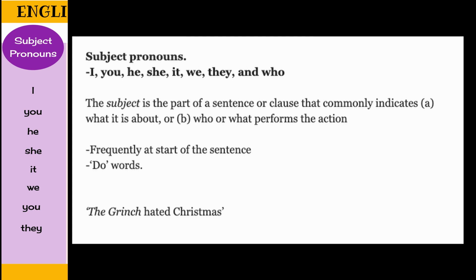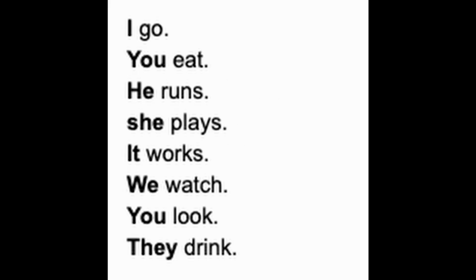Okay, so here is an example. The Grinch hated Christmas. So the Grinch is the person who is performing the verb. They are doing the verb. So the Grinch is the person that hates Christmas. Here we can see some examples of subject pronouns. Remember, the subject pronouns are the things which are doing something in the sentence.